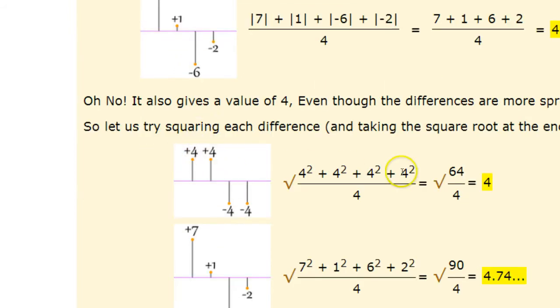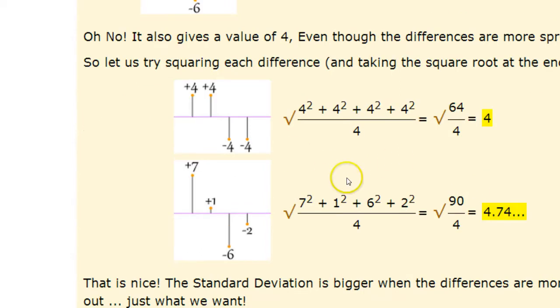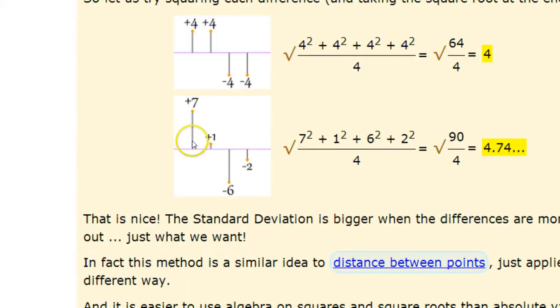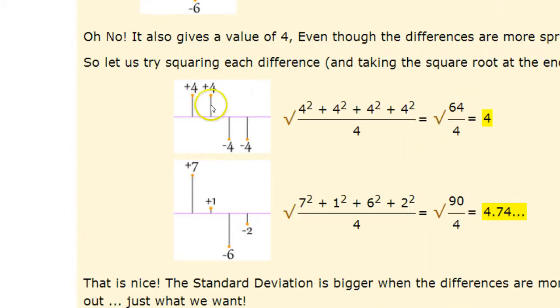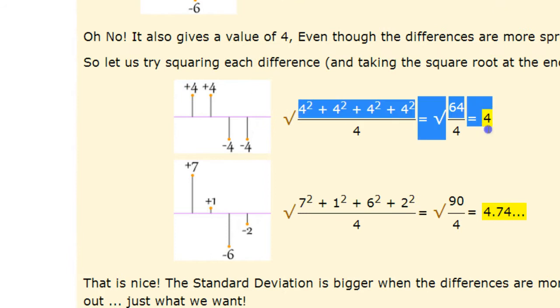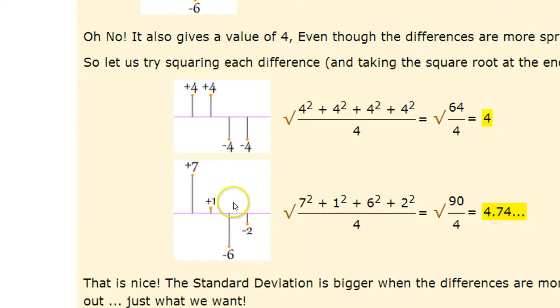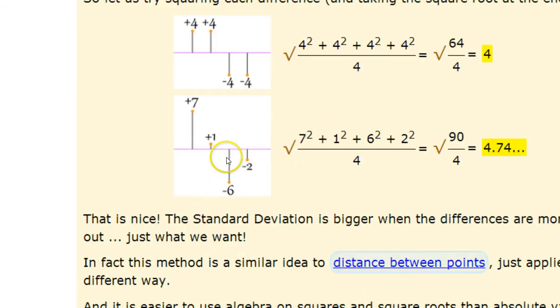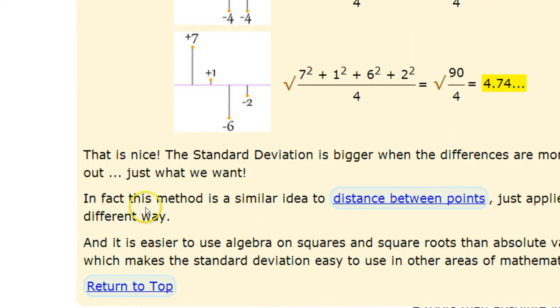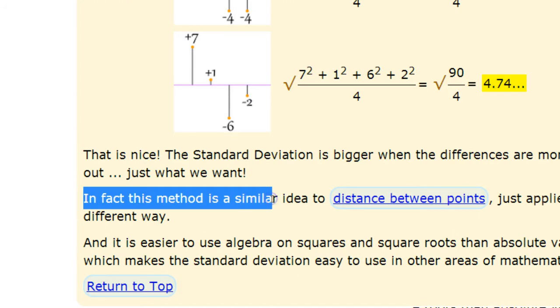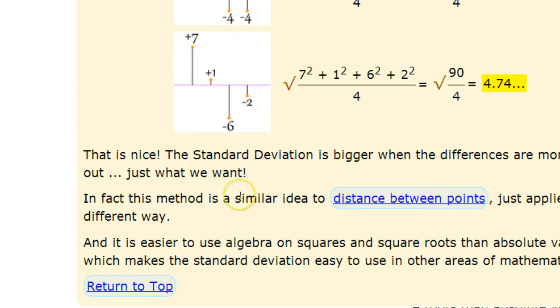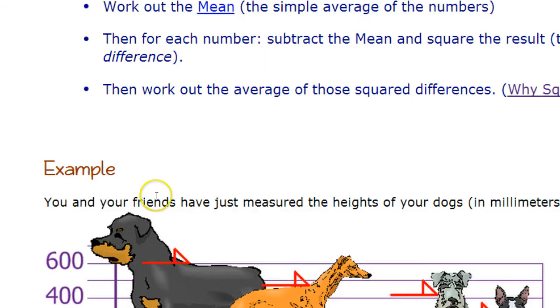They find out their spread to be 4, but if you notice, the spread is not 4. If we square it and then take the square root of the result, we get the spread to be a little bit different. So this one does turn out to be 4, which works, and this one turns out to be 4.7, which gives it a little more standard deviation, just more spread out. This method is similar to discovering the distance between points. All right, so that's what we just want to talk about.